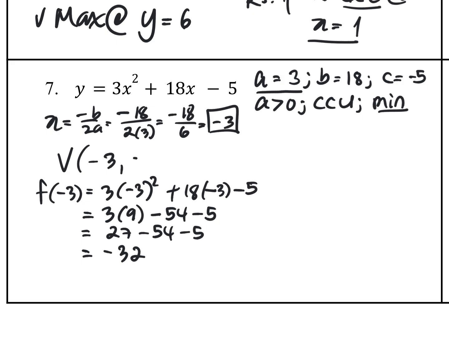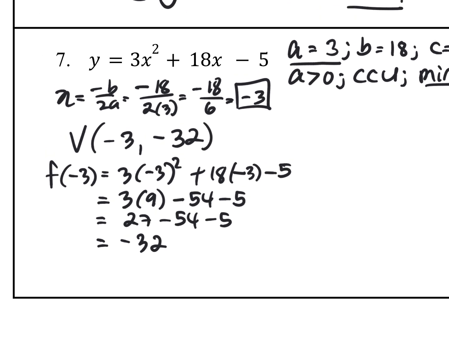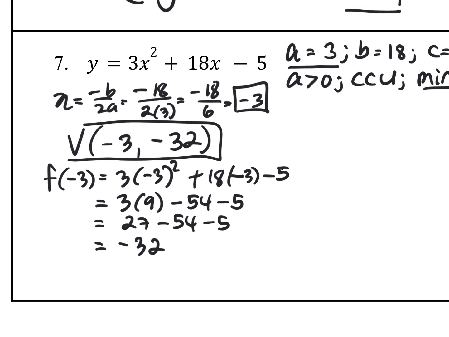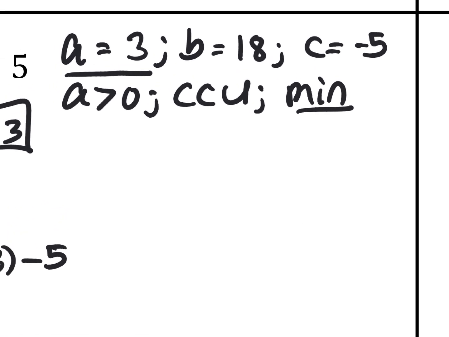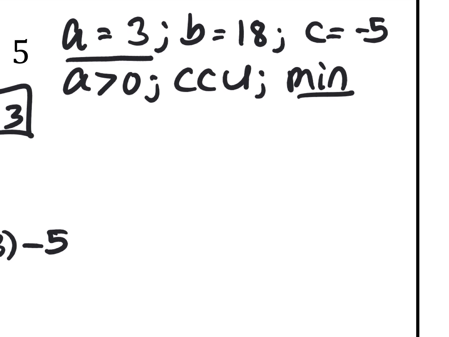Okay, so this is going to give you my y coordinate, which is negative 32. Okay, so now I found my vertex. That follows that my axis of symmetry is at x equals negative 3. Now remember this one, the value of a is greater than 0. It means that it's going to be concave up. It's going to be something like this. Okay, so I have my minimum value.